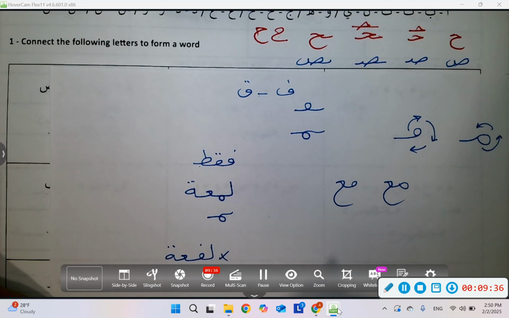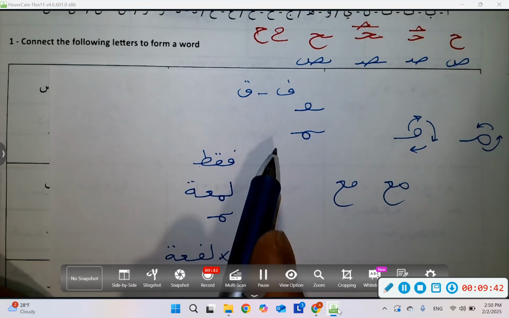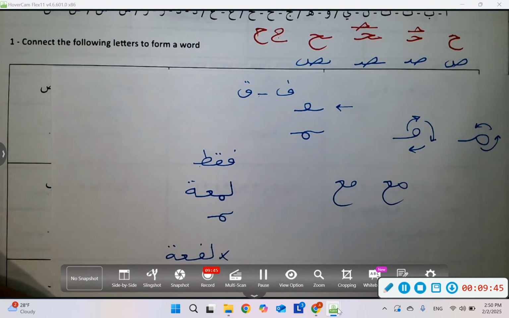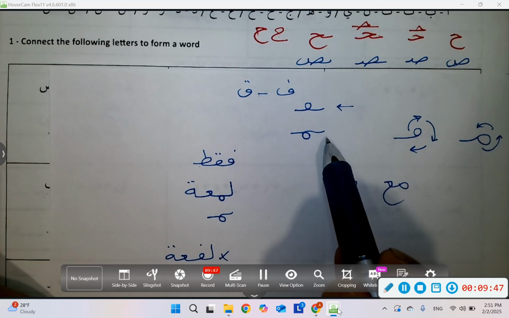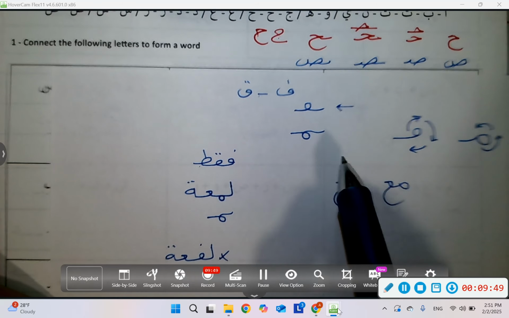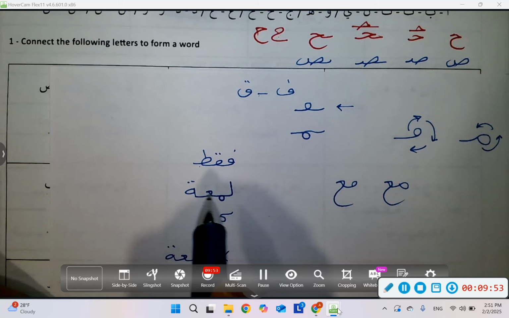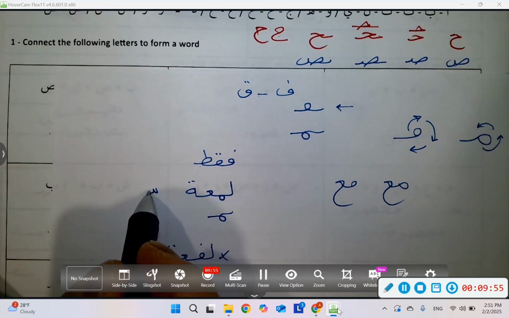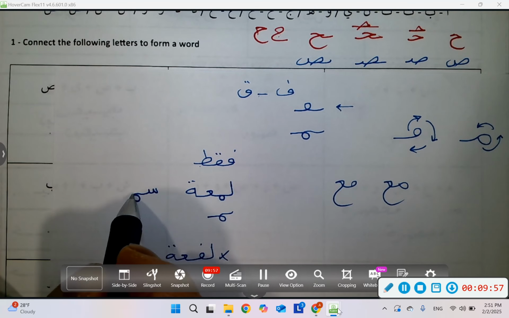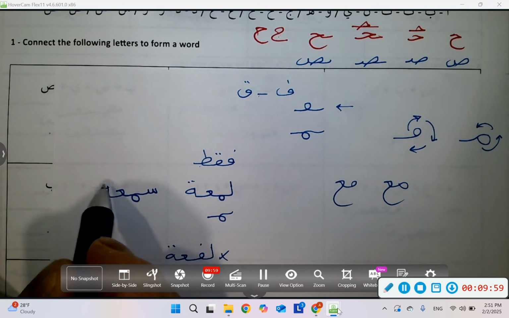It's just the fa rolled from the top, the qaf rolled from the top, meme is rolled from the bottom. This is the meme in the middle of the word. لمعة, شمعة. See, sheen, meme from the bottom, ain, ta marbuta.